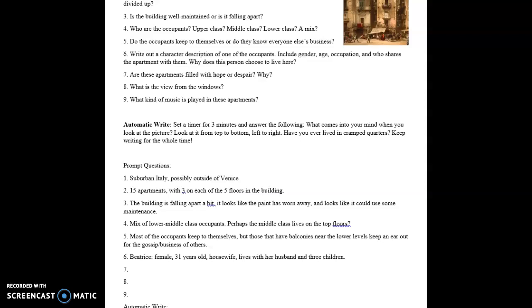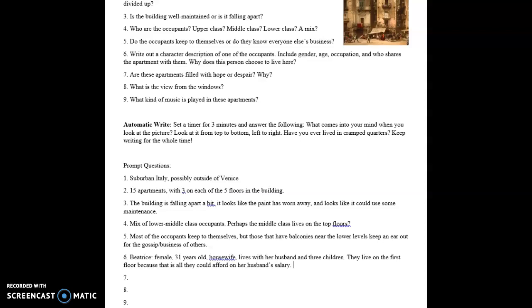Why does the person live here? They live on the, let's say the 2nd floor? No, 1st floor, because that is how they could afford it on her husband's salary.